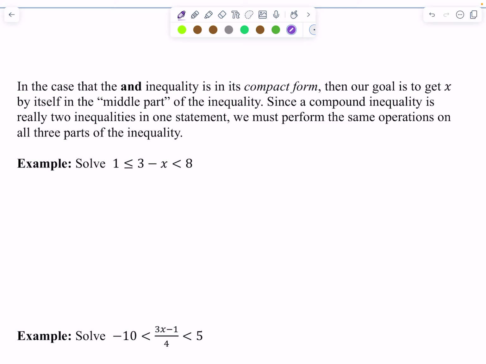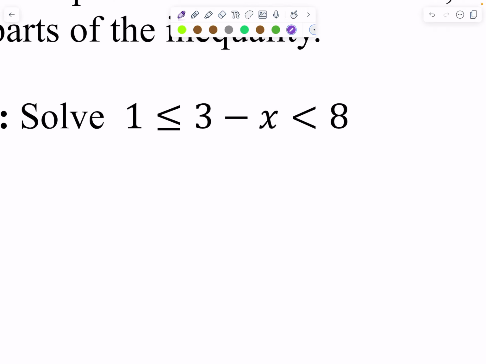So whatever you do to one part, you have to do to all three parts of the inequality for applying the multiplication or the addition property of inequalities. And you do need to remember whenever you multiply by a negative value or divide by a negative value, you have to switch the direction of the inequalities.